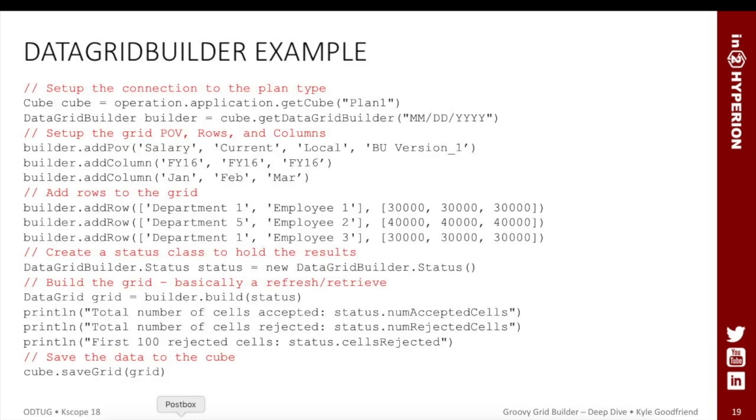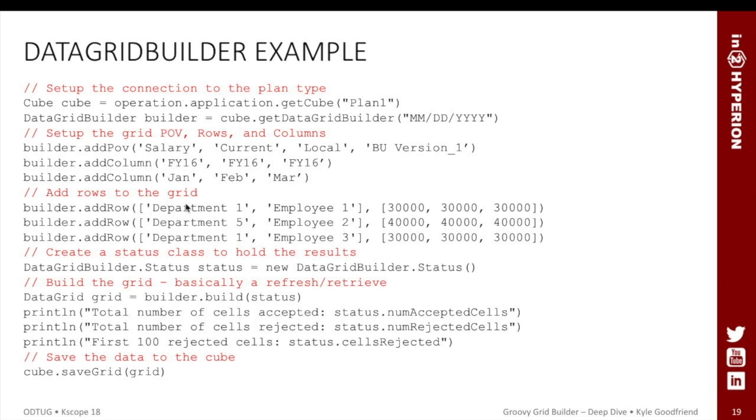So here's an example, and I only have a few minutes. I'm going to go through two examples real quick, and then I'm just going to give you some ideas of some other things that you can do. The first one is reading. If you notice here, I'm setting up a grid, and I'm connecting it to a plan type. Then the second section is setting up the point of view and the columns. Your point of view is five dimensions, and in the columns you have period and year, so you have two column headers.